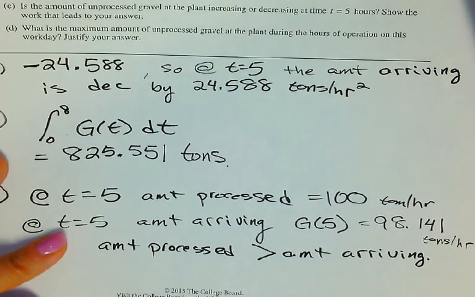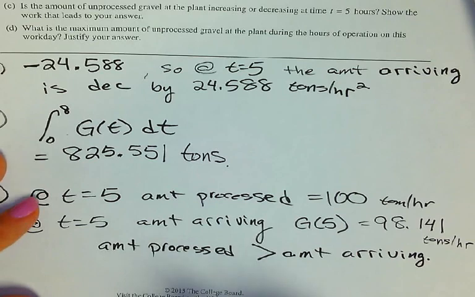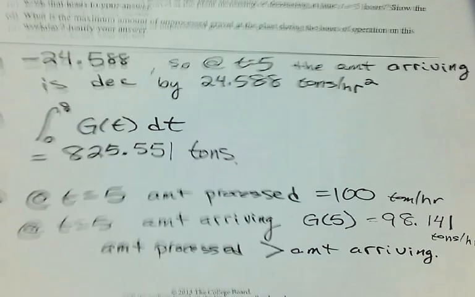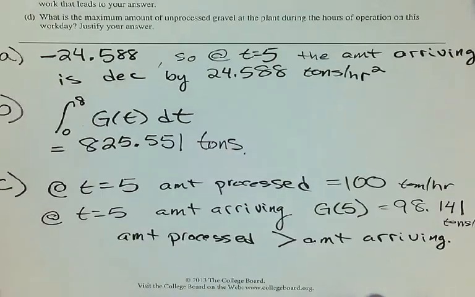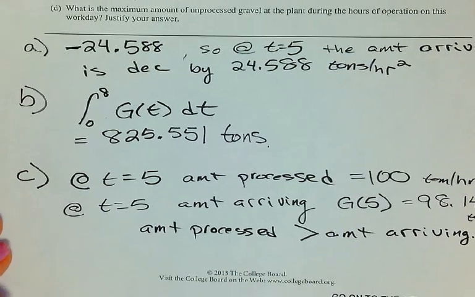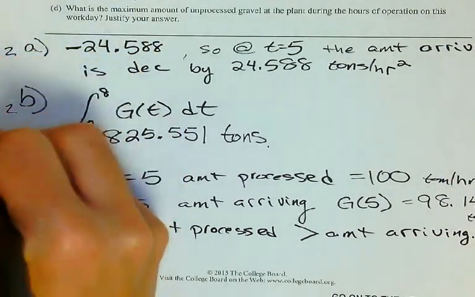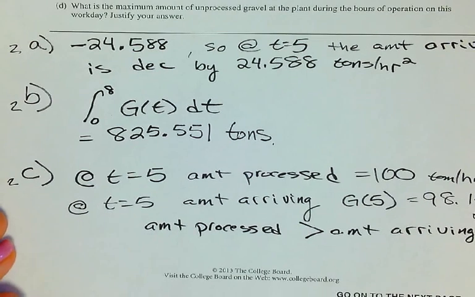And let me just make sure I answered the question there. It says, is the amount of unprocessed gravel arriving at the plant increasing or decreasing? So you would say the amount of unprocessed gravel is decreasing, right? The overall pile is getting smaller. So it is decreasing. And that was worth also 2 points. So far, these were each worth 2 points for those of you trying to get your point breakdown.